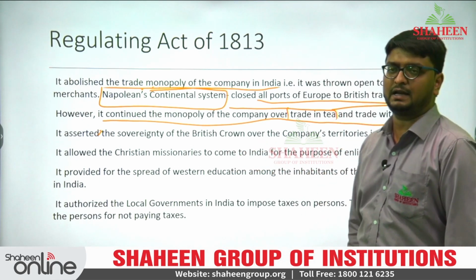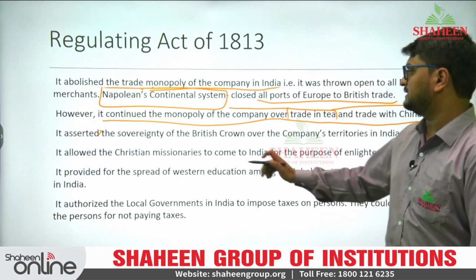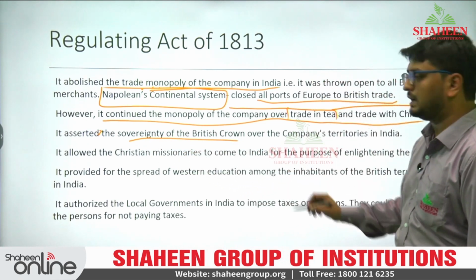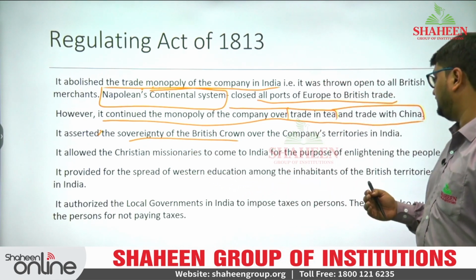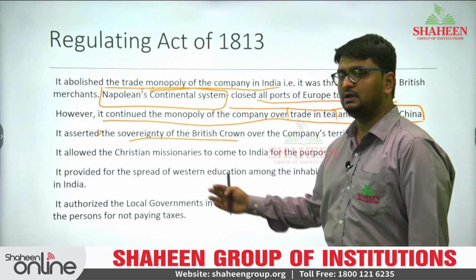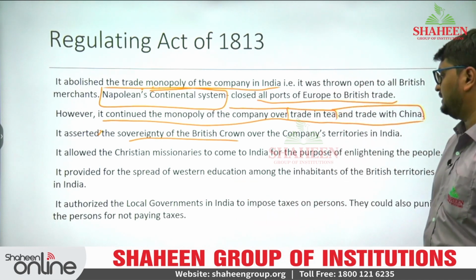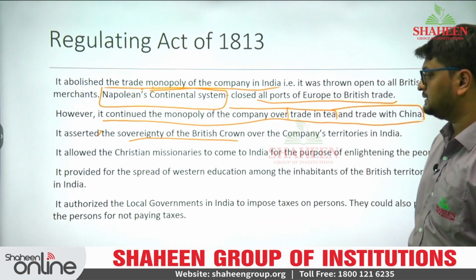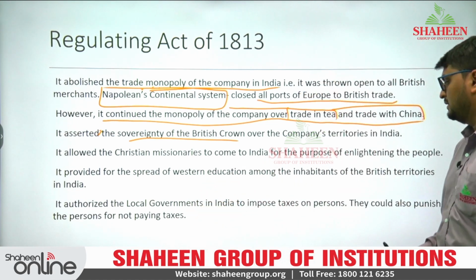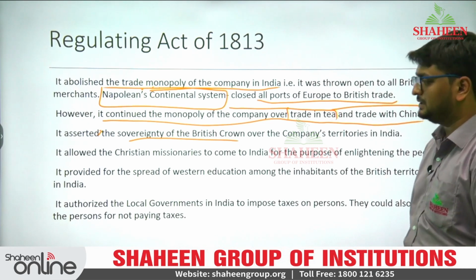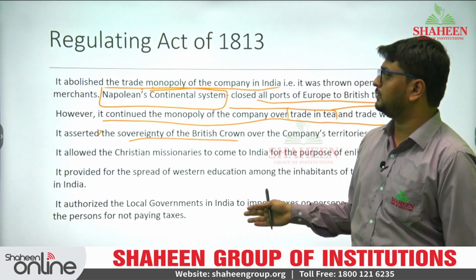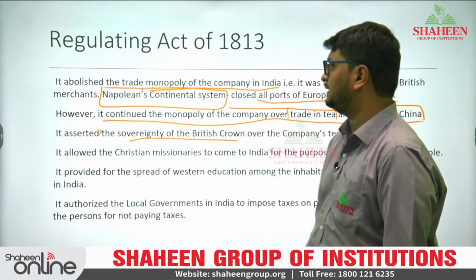The Regulating Act of 1813 also asserted the sovereignty of the British Crown over the company's territories in India. It allowed the Christian missionaries to come to India for the purpose of enlightening the people. It provided for the spread of Western education among the inhabitants of the British territories. It authorized the local governments in India to impose taxes on persons, and they could also punish the persons for not paying taxes. These were some of the important aspects of Regulating Act of 1813.